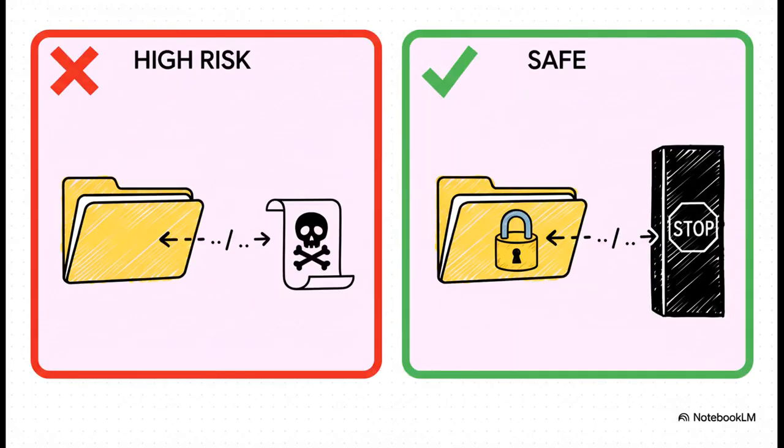And another major risk is path traversal. The high-risk example on the left just blindly trusts the user's input. An attacker could put in something like ../etc/password to read sensitive system files. The safe practice is so simple but so powerful. You just validate the path to make sure it doesn't contain those traversal characters like ..